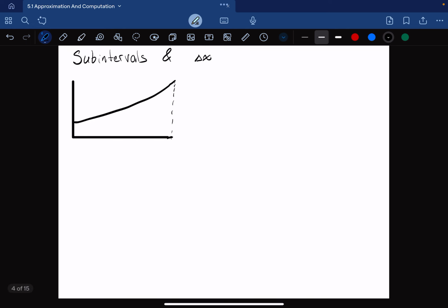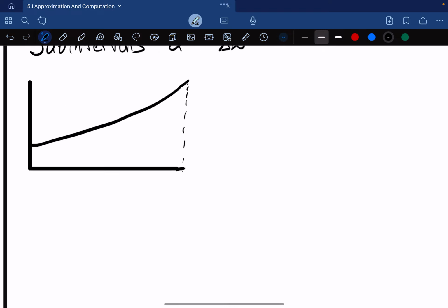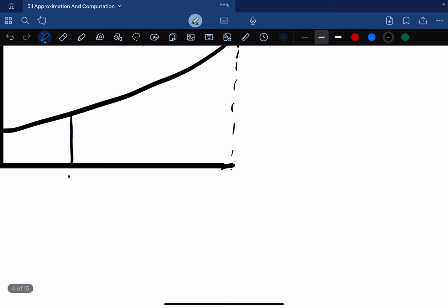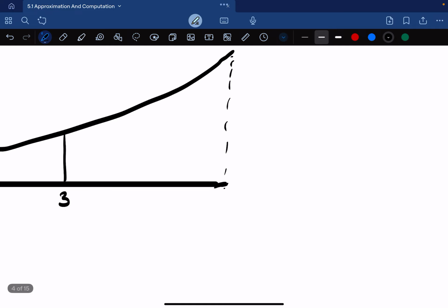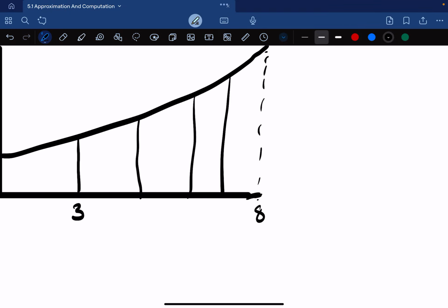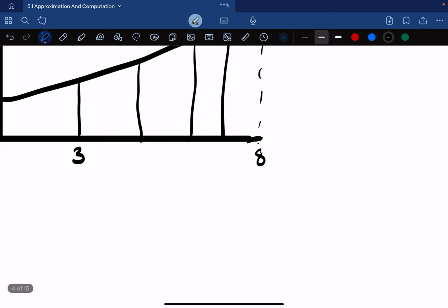So let's get right into what subintervals and what our delta x is. Let's say I split this graph right here into multiple different rectangles. Let's say I want to split it into four different rectangles. So one, two, three, and four. Don't mind my terrible drawing skills, but each of these rectangles is a different subinterval.